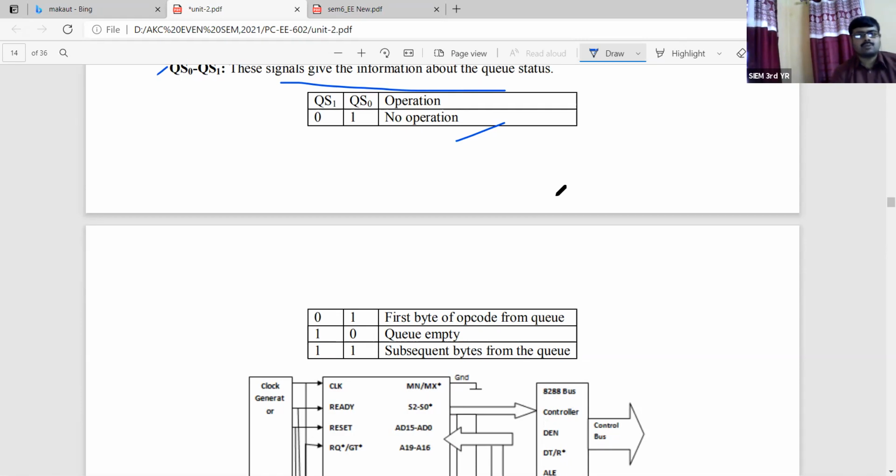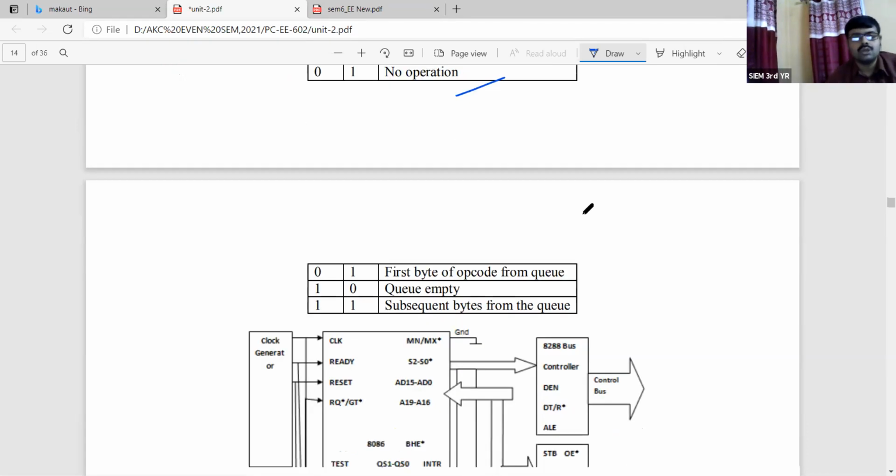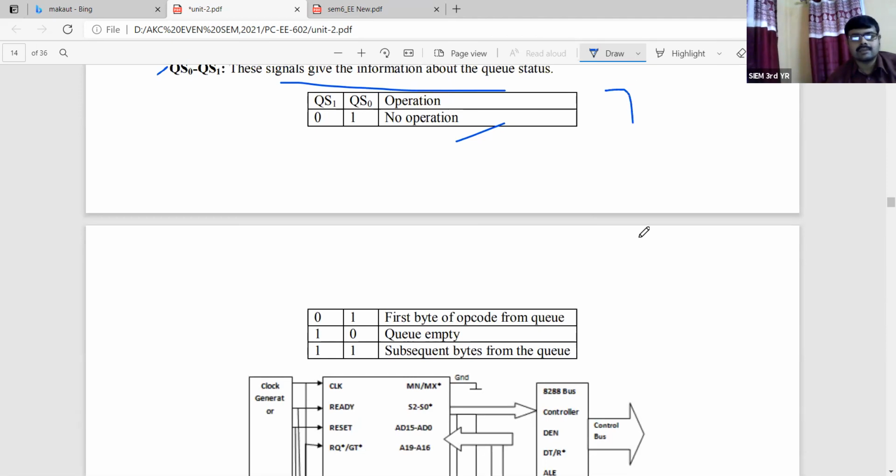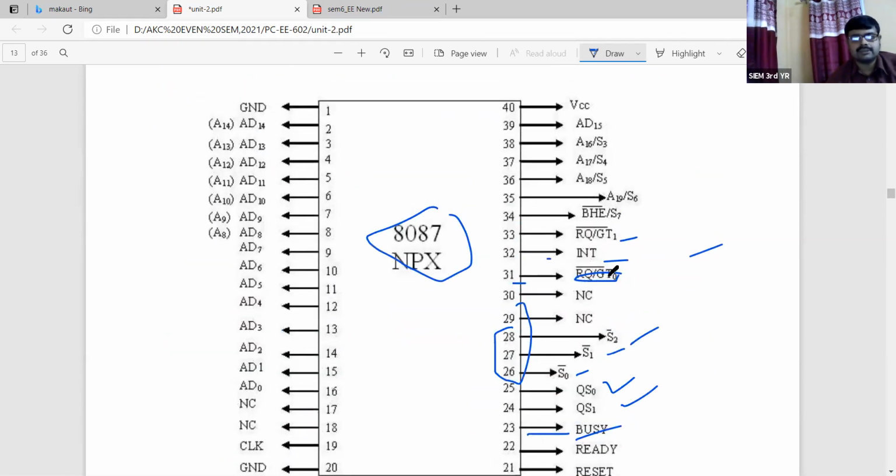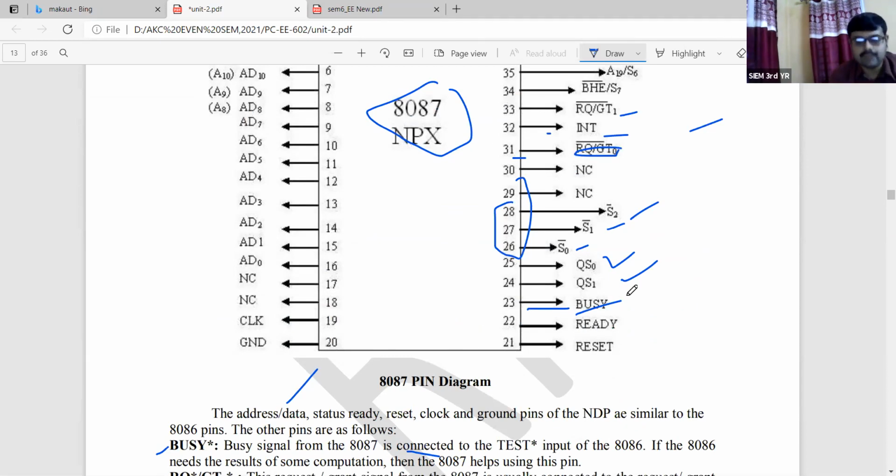If QS1 equals 0, QS0 equals 1, it is the first byte of output from the queue. Next, QS1 equals 1, QS0 equals 0 is the queue empty, and the last one, QS1 equals 1 and QS0 equals 1, is the subsequent bytes from the queue. So these four statuses of operations we are finding in this case.